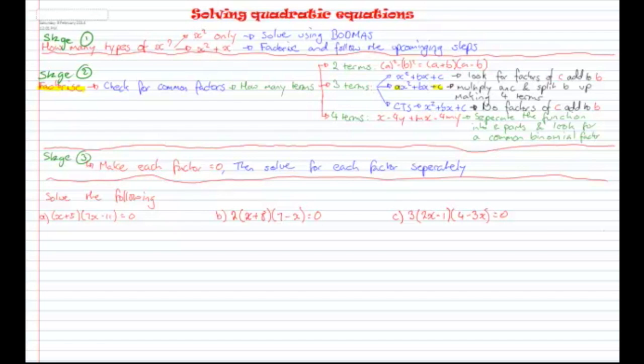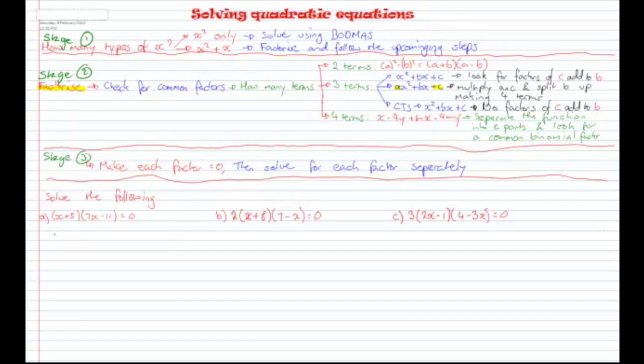Okay, so now it's time to attempt a couple of worked examples on solving the following equations. The first question says (x + 5)(7x − 11) = 0. What we've got here is already in factorised form, so we don't need to go through stages 1 and 2. All we need to do is stage 3, where we make each factor equal to 0 and then solve for each factor separately.